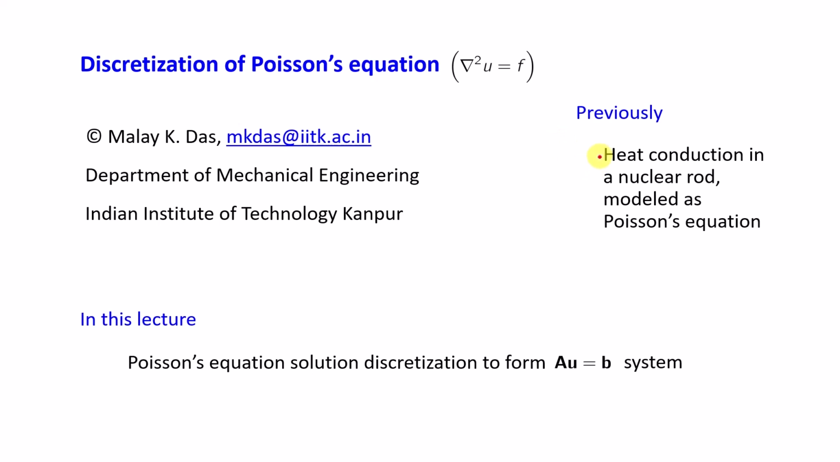In the last lecture, we modeled heat conduction in a nuclear rod. And we have seen that the model we developed turns out to be Poisson's equation. The nature of Poisson's equation is that del 2 u equals f, and that is what we have seen. Now our goal is to solve Poisson's equation numerically.